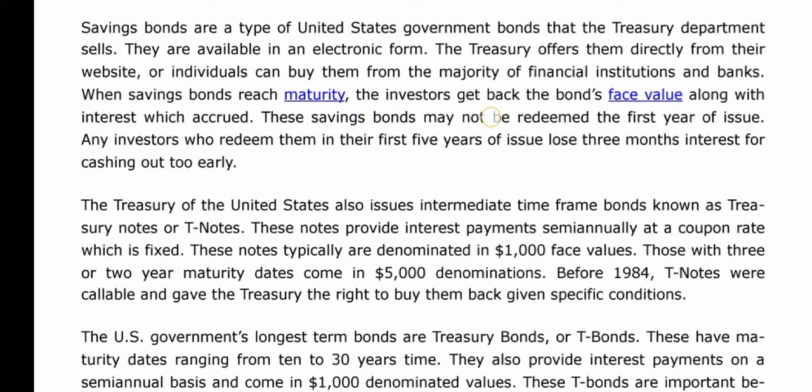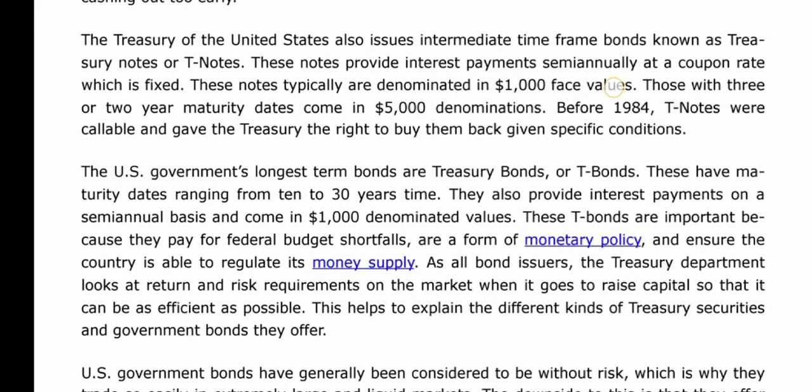These savings bonds may not be redeemed in the first year of issue, and an investor who redeems them in the first 5 years of issue loses 3 months of interest for cashing out too early.